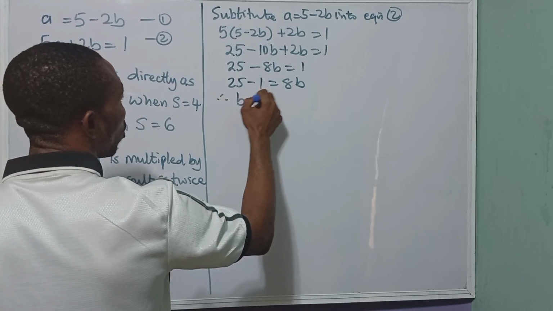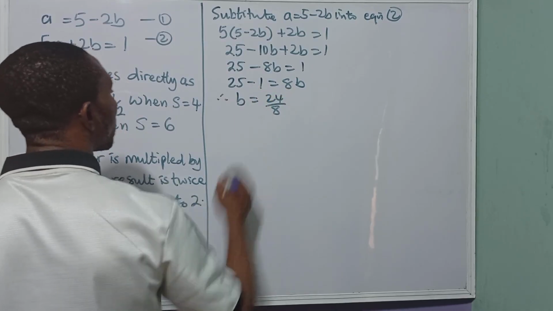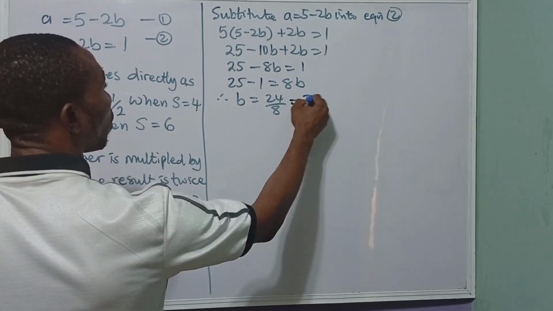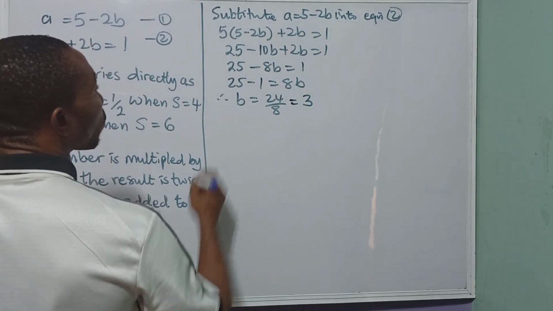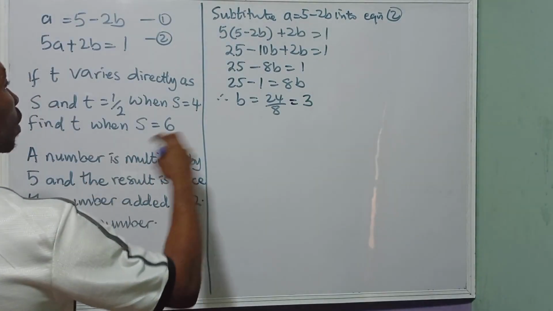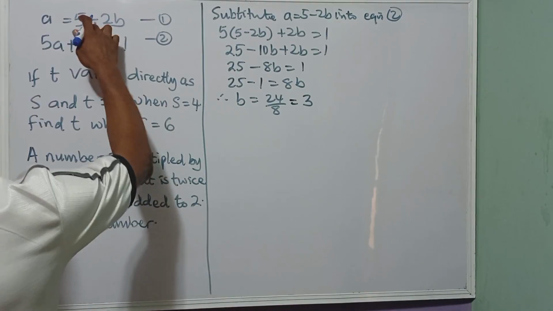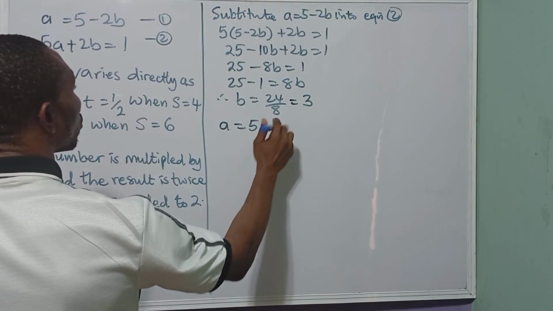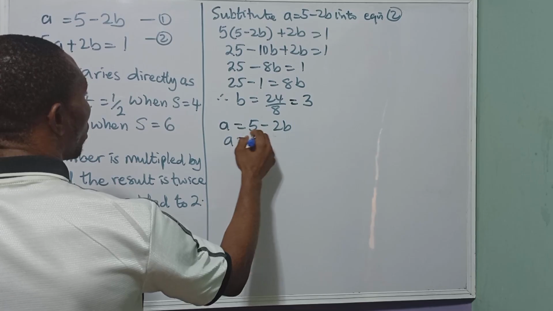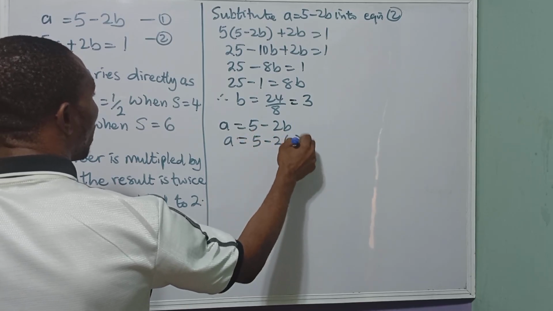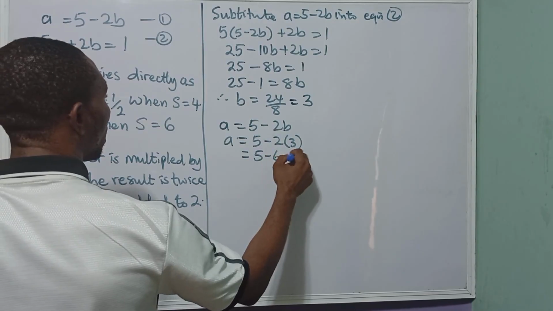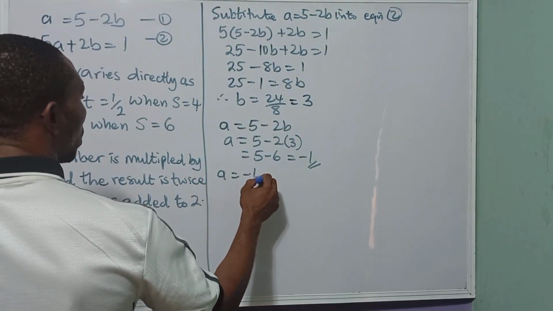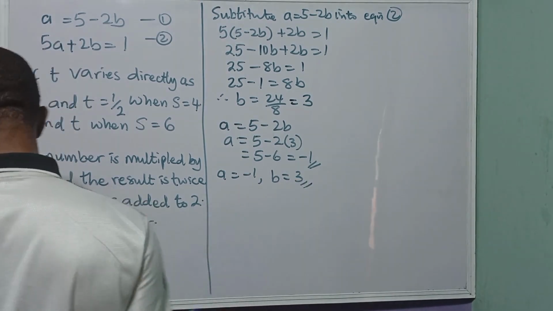So therefore, our b equals 24 over 8. Now, 24 divided by 8, then our b is 3. Substituting into equation 1, a equals 5 minus 2b. So this becomes a equals 5 minus 2 times 3, where 5 minus 6 gives us a equals minus 1. So our a equals minus 1 and b equals 3.